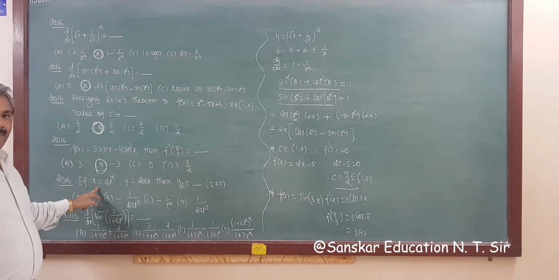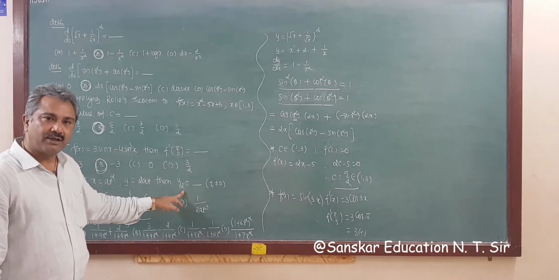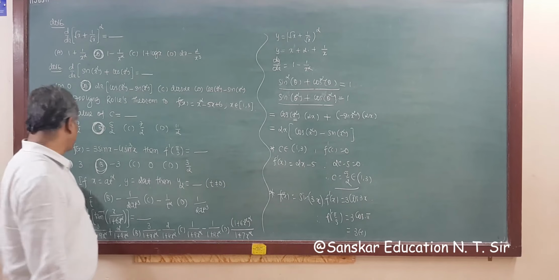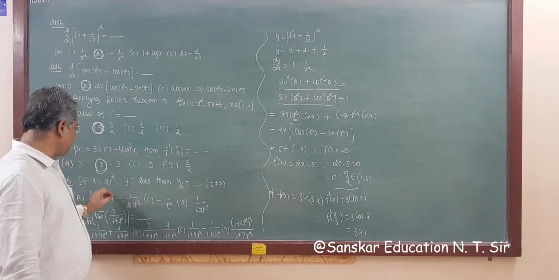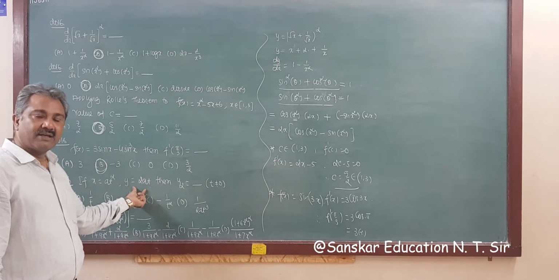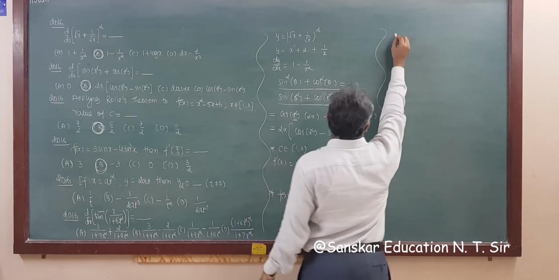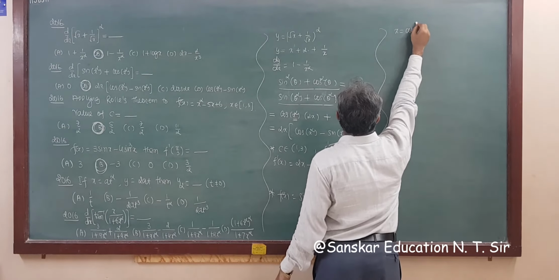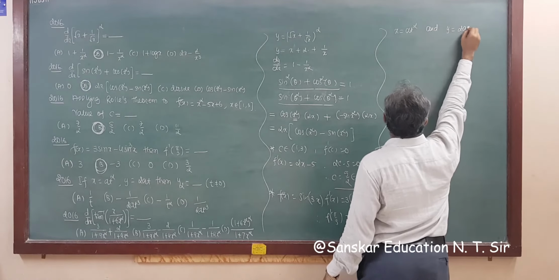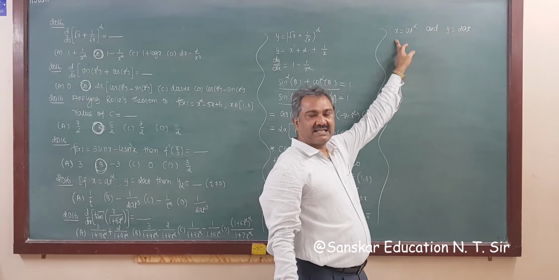If x is equal to at square and y is equal to 2at, then you have to find out y2, where t is not equal to 0. So these are given in parametric form. Differentiating with respect to t, because x is a function of t and y is also a function of t. So x is equal to at square and y is equal to 2at.